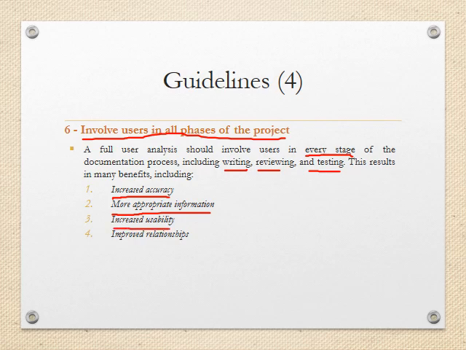Number 3, increased usability. Comments, information that we get from a user during their involvement or during the project, this will give us feedback, comments that will help us to improve the design for our document and make it more valuable document or usable document. Improve relationships. This will help to cultivate a relationship between team members. Try to include them as much as you can. This will help to improve the quality of the documentation.